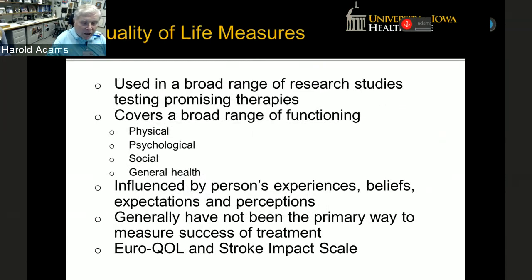Another scale that is now becoming more widely used is a quality of life measure. These are being used in a variety of therapies in neurology. It covers a broad range of functioning from physical recovery, psychological health, social status, and general health. This generally is influenced by the person's experiences. These have not been the primary outcome measure, but are a supportive one. The two most commonly being used are the EuroQol and the Stroke Impact Scale.